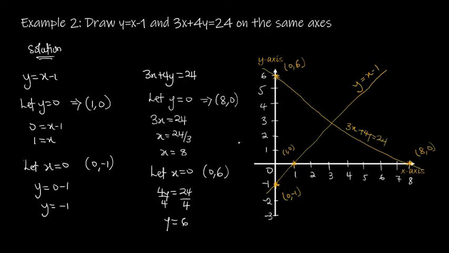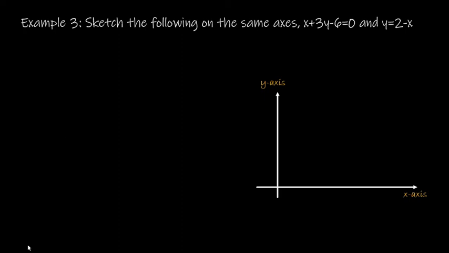And this is how our graph is going to look like when you plot these 2 equations on your Cartesian plane. Now note that I'm using a freehand sketch, and so my lines are not straight. You need to use a ruler on your graph to have your lines very straight. Alright, let's look at one final example. So in this example, we have to sketch the following on the same axis.